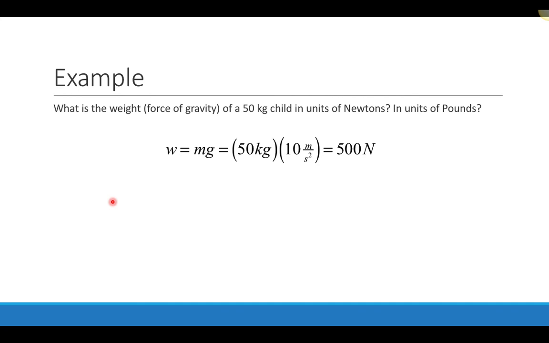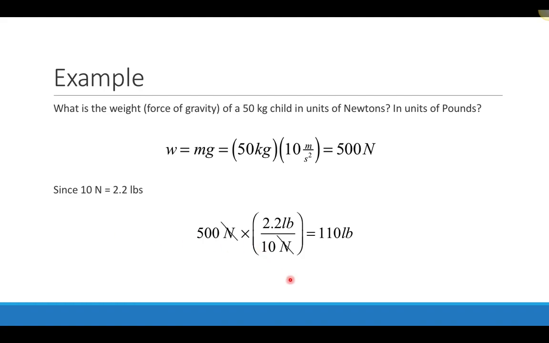If we were interested in what that's equal to in pounds, we know that 10 newtons is about 2.2 pounds. So if I multiply by 2.2 and divide by 10 in order to cancel out my units, that's about 110 pounds. So that gives you a feel for what your weight is in pounds and what that's equivalent to in terms of newtons and kilograms.